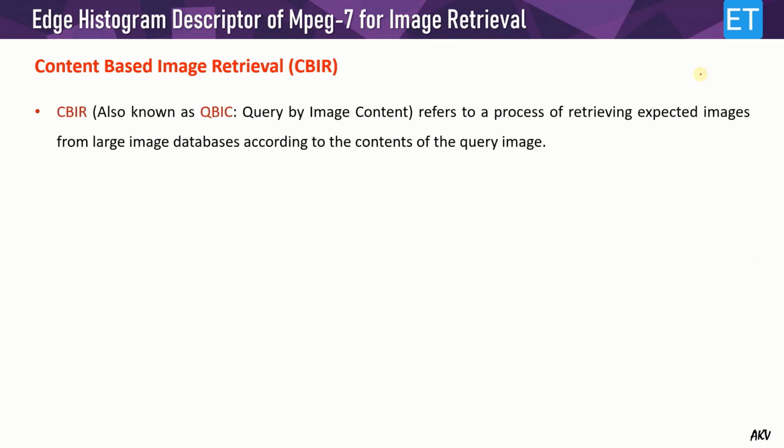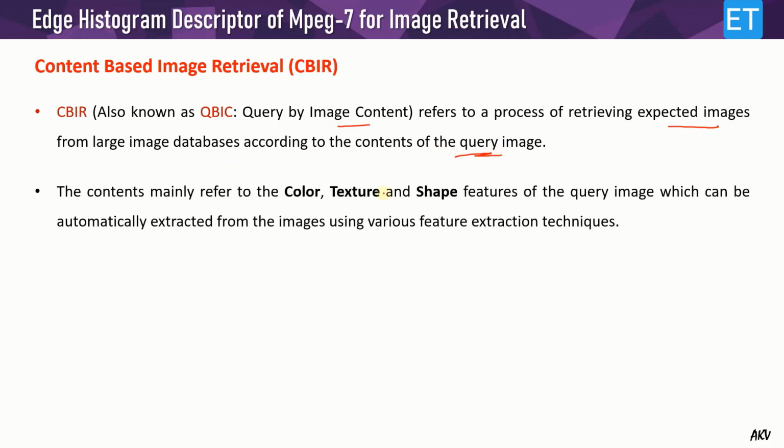First, let's see what is the CBIR. The CBIR is also known as the QBIC, query by image content. It refers to the process of retrieving expected images from a large image database according to the contents of the query image. Here the contents mainly refer to the color, texture and shape features of the query image, which can be automatically extracted from the image using various feature extraction techniques.